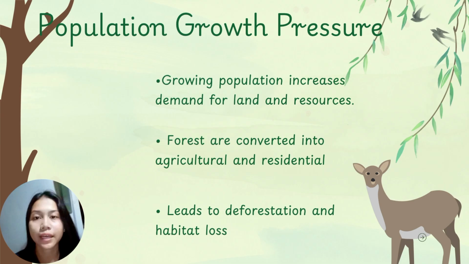So for the next slide is the population growth pressure. Growing population increases demand for land and resources. Forests are converted into agricultural and residential areas, which leads to deforestation and habitat loss. As the population increases, more land and resources are needed for housing, agriculture, and industries. Because of this, many forests are cleared and converted into farms or residential areas. This leads to deforestation and loss for wildlife.